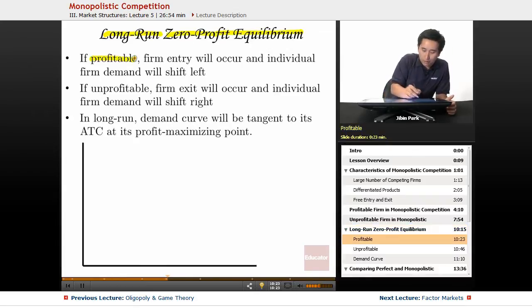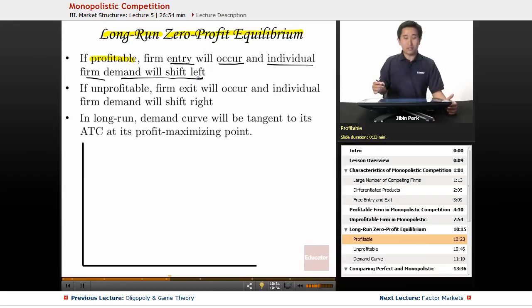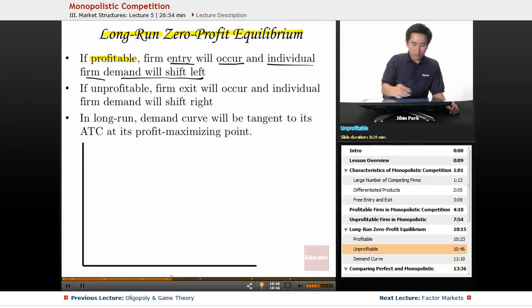So if profitable, what the firm does here, firm entry will occur and individual firm demand will shift to the left. And that makes sense. So firms are going to enter, and what that's going to do is drive down individual profitability for individual firms. Now, in the other situation here, if unprofitable, firms will exit, exits will occur, and individual firm demand will shift to the right.